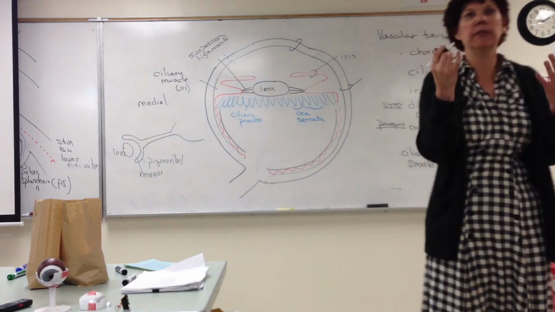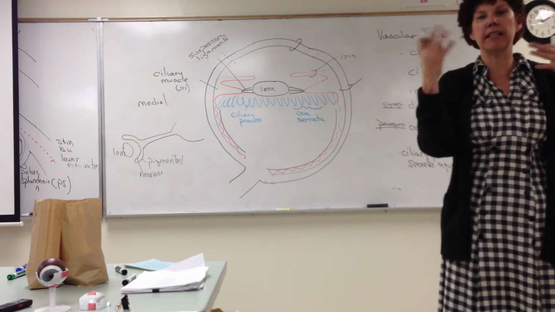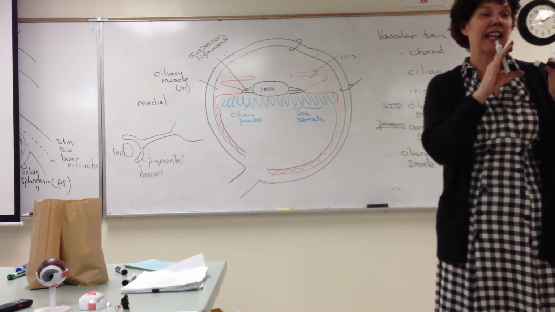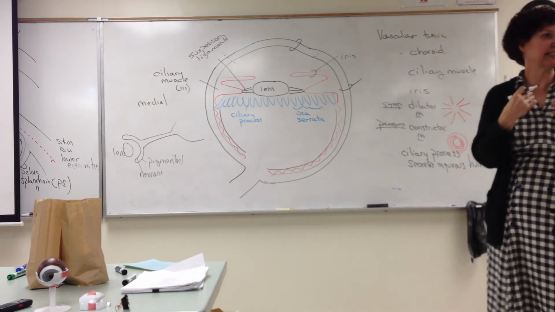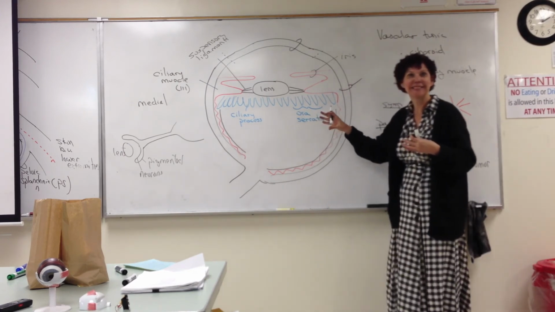Because all that's going to do is make multiple images. If you've ever had a camera that did multiple exposures, it makes them blurry. And so we want to absorb that excess light. We don't want it to come in and hit here and then bounce over and make an image over here.